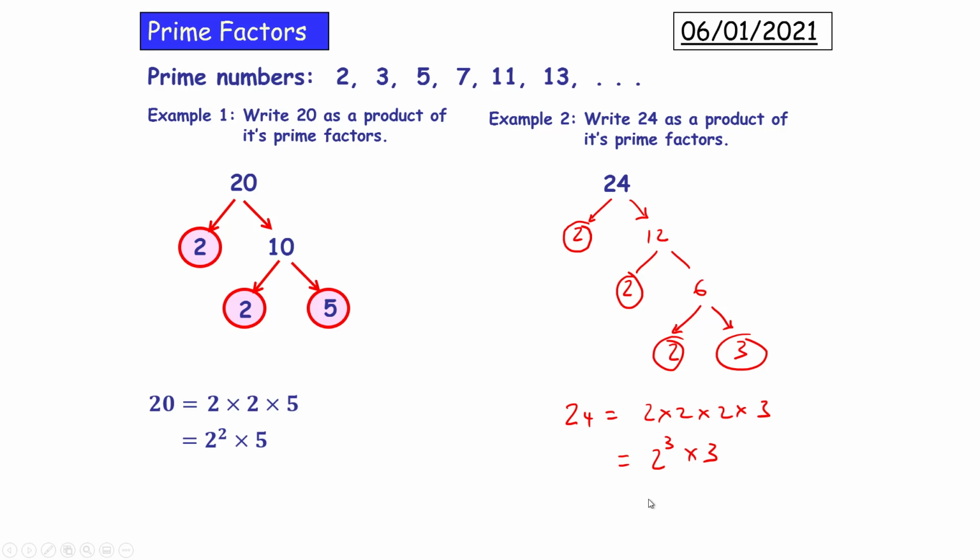Good. So hit pause, make some notes on those 2 examples, or copy those examples down rather. And when you're ready, hit play again, and we'll look at another 2 examples. Off you go.